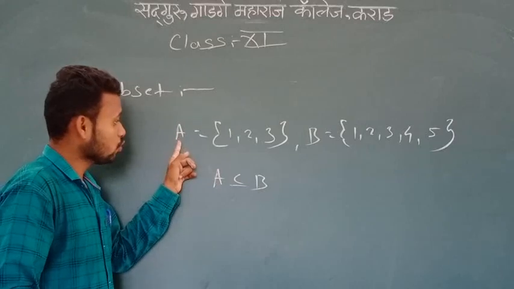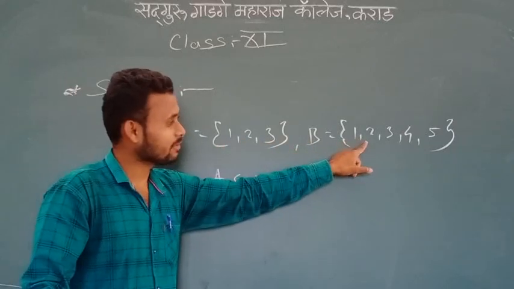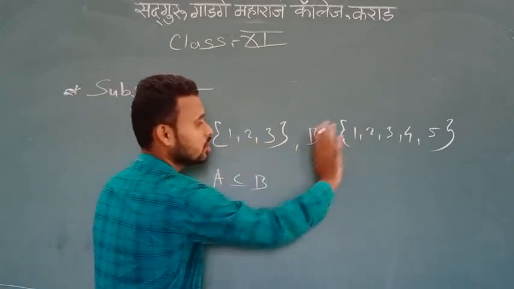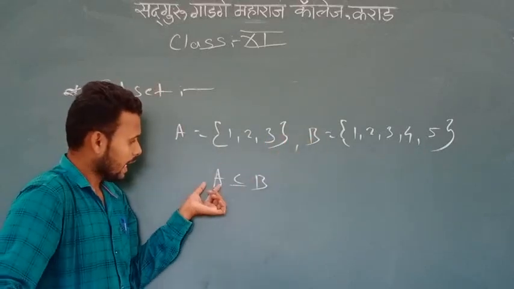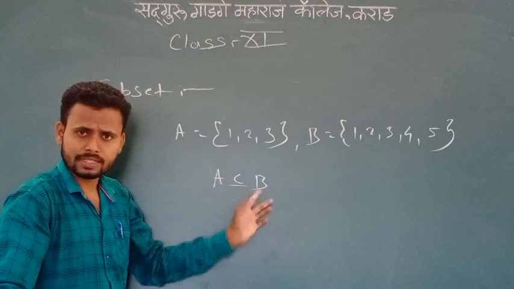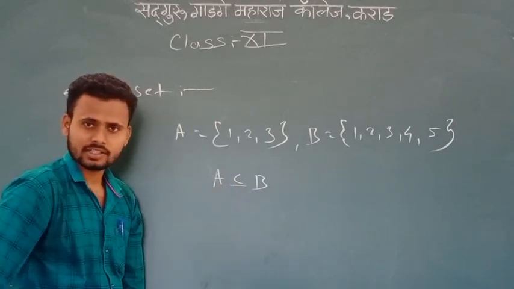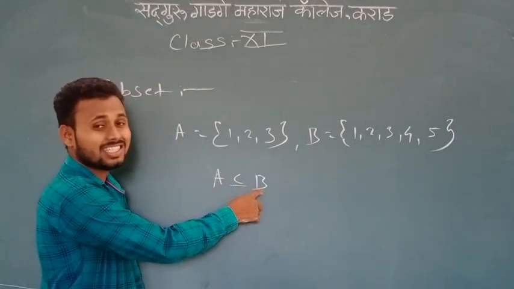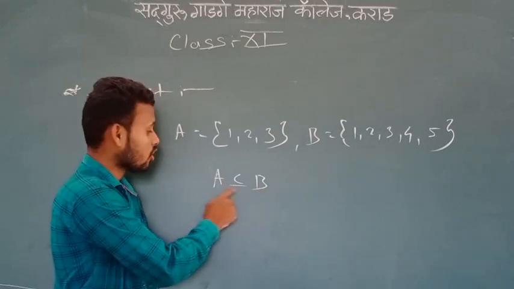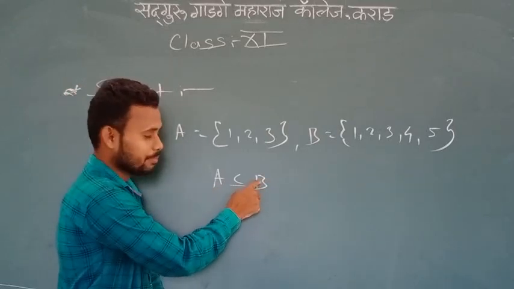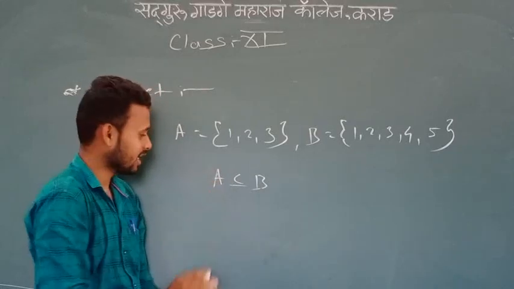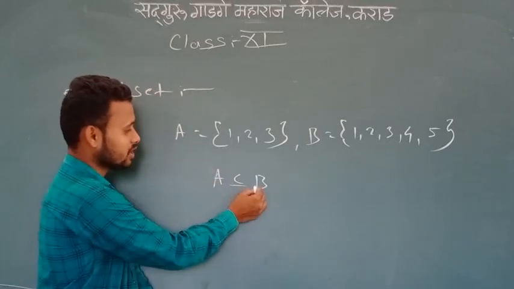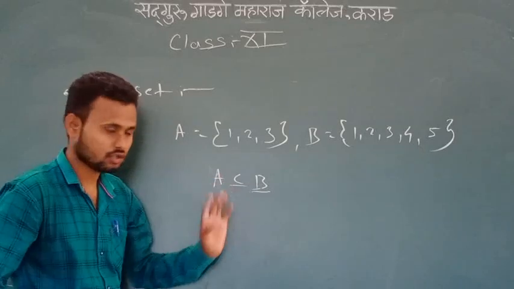So what happens? Every element of A is also an element of B: 1, 2, 3, 1, 2, 3. Therefore we say that A is a subset of B. Now here A is a subset of B. Then we say that this B is called the superset of set A. A is a subset of B, then B is a superset of A.